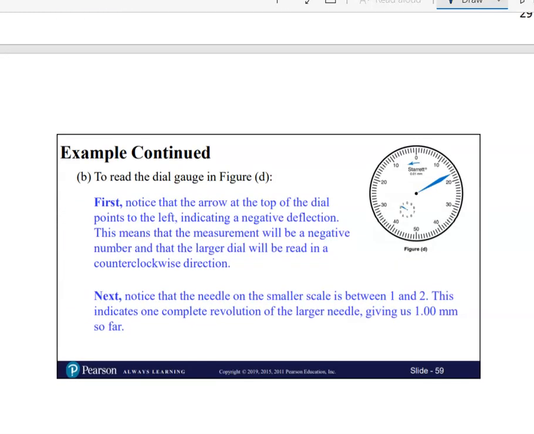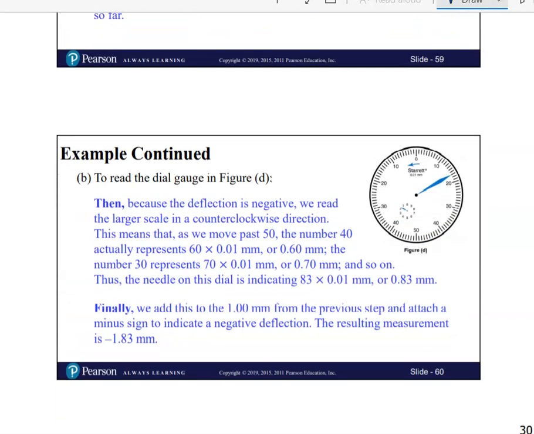To read the dial gauge in figure D, first notice that the arrow at the top is pointed to the left. So this is a negative number. Notice that the needle on the smaller scale is between 1 and 2. So this indicates 1 complete revolution of the larger needle, giving us 1 millimeter. Remember, you go with the smaller number. Then, because the deflection is negative, we read the scale in a counterclockwise direction.